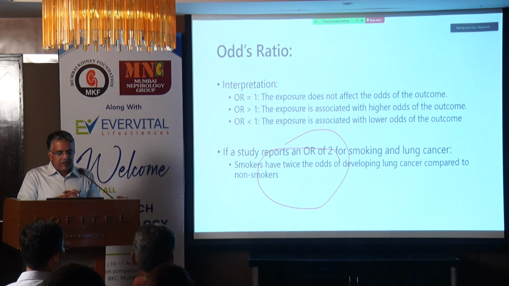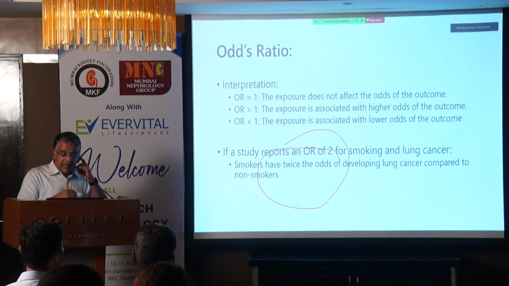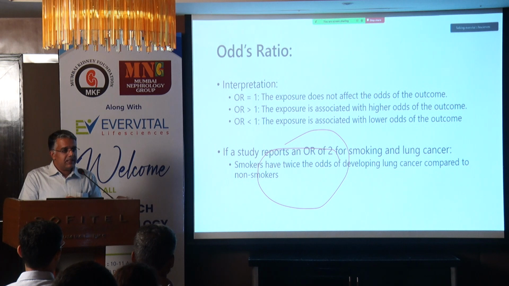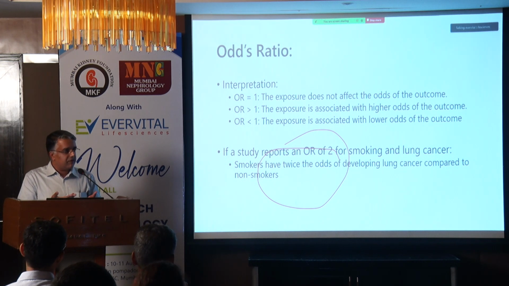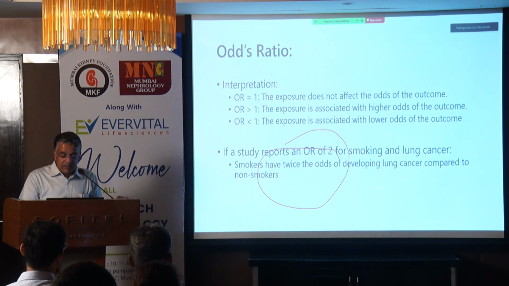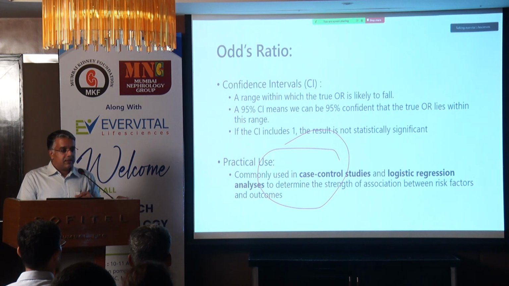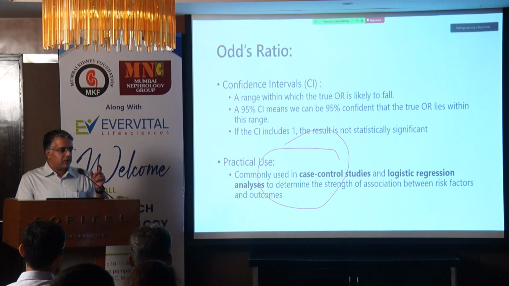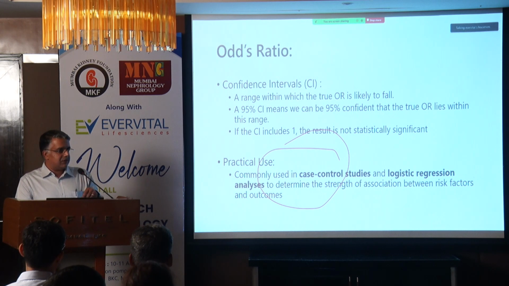If it is more than 1, there is a higher odds of the outcome. If it is less than 1, you will say it is protective. Basically, if odds ratio is 2, then it means that there is a 2 fold risk of developing lung cancer following smoking. And the confidence interval is what gives you, one, an association, and second, how strong the association is. So here you are telling that it is 2 times, and then how precise it is.